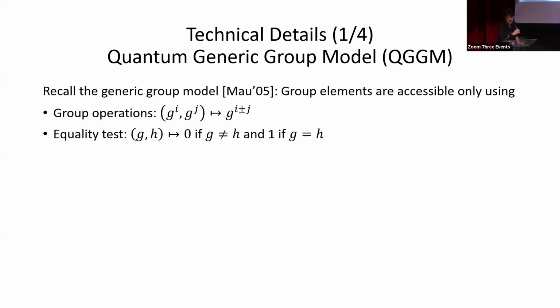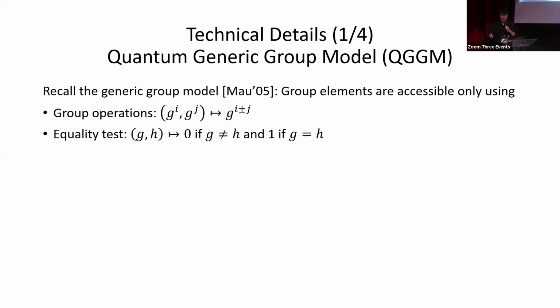Okay, let me introduce the quantum generic group model. Recall the generic group model. Probably you know about the generic group model, but let's focus on the Maurer model. In this model, every group element is given as a label, and we can access them only using the oracle. We can submit 2 group elements and compute the group operation, and we can check equality.